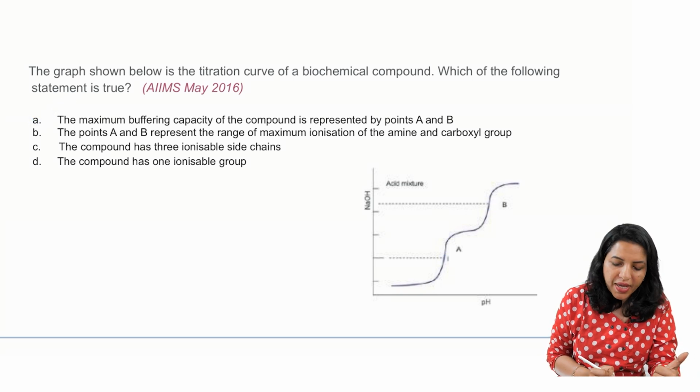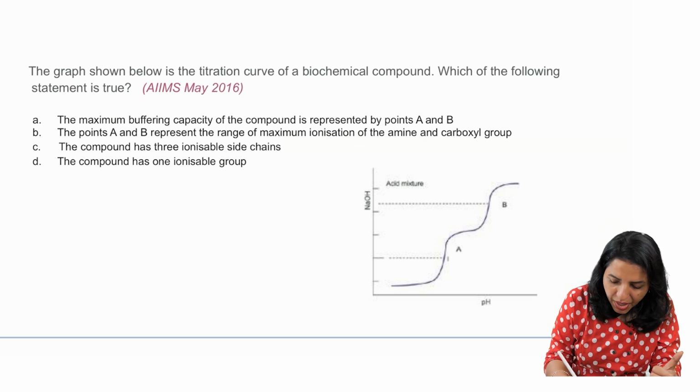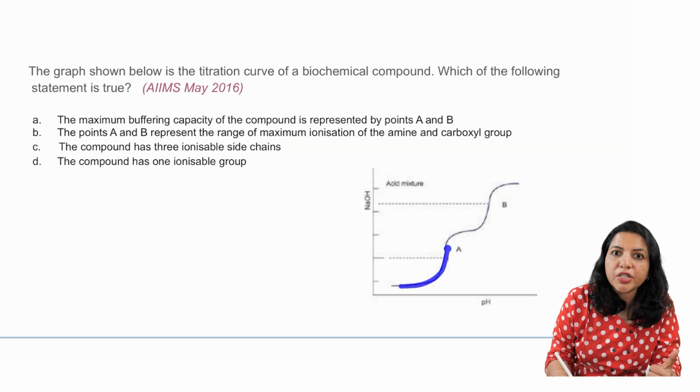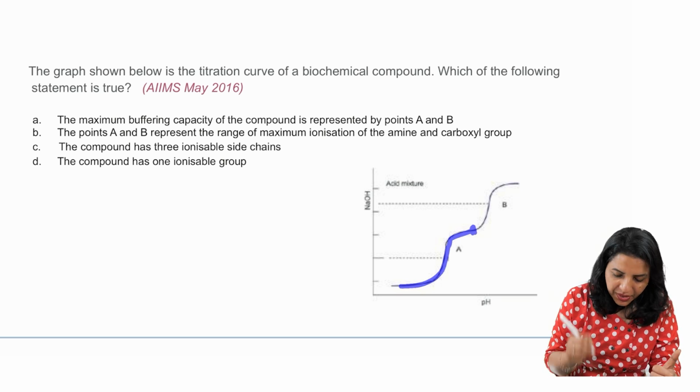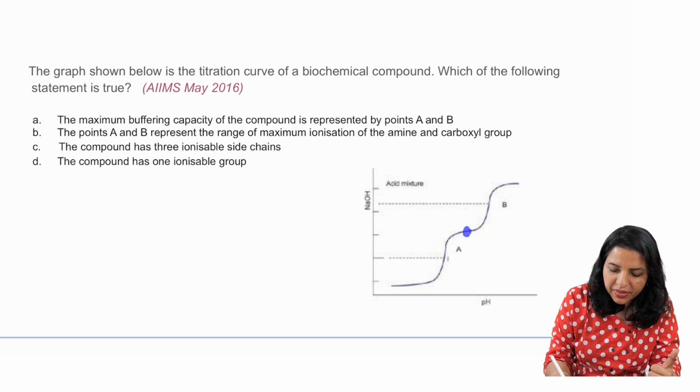Now, do points A and B represent the maximum ionization? No. The maximum ionization of any particular ionizable group is the end point of that particular titration curve. This is the maximum ionization, the end point of the first titration curve, and this is the maximum ionization, the end point of the second titration curve.